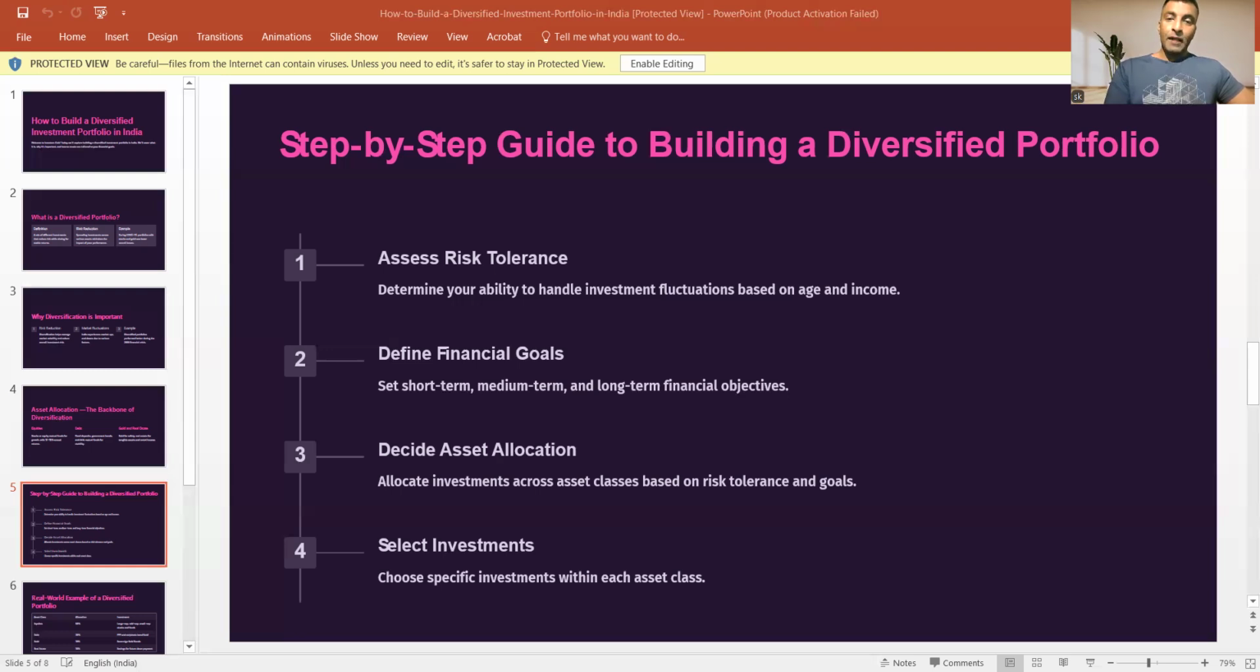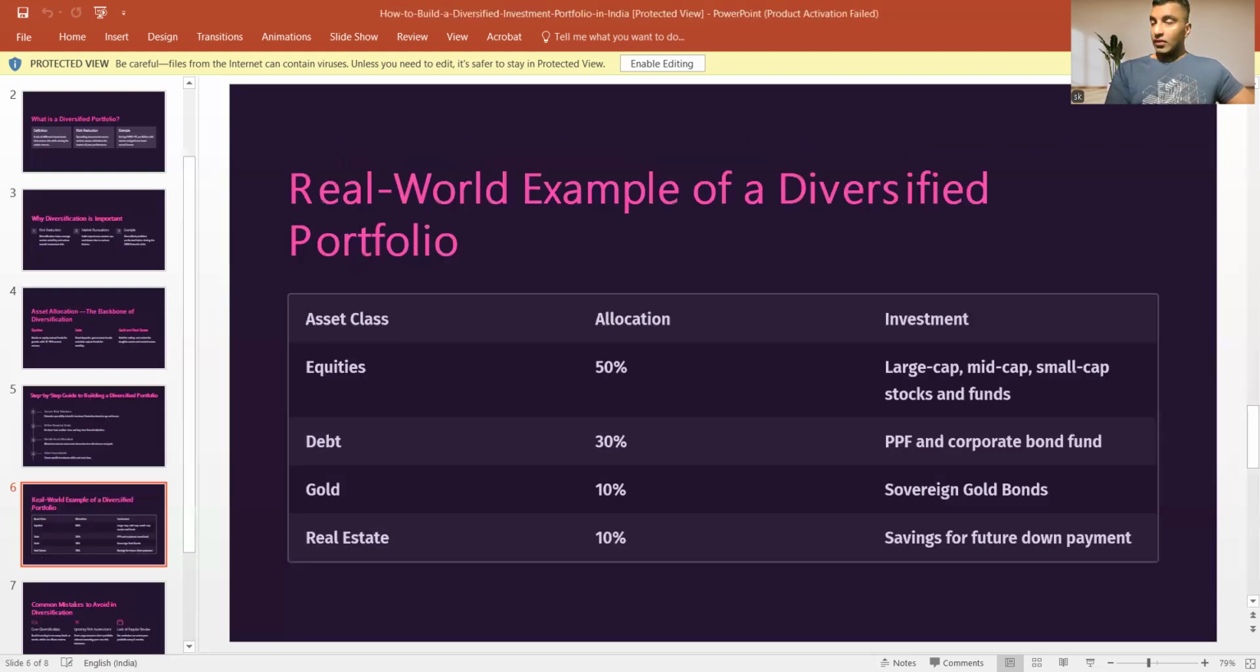Okay. Now coming to the examples. Okay, here you can see the example. So now let's talk about some real world example to understand how a diversified portfolio works.